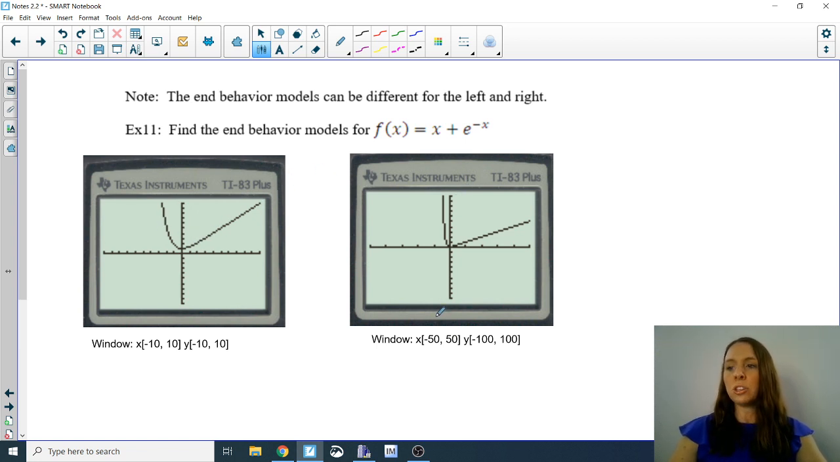But then I showed the function graphed in the zoomed out viewing window. And what I want you to see here is that when we look at it zoomed out, especially to the left of x equals 0, the graph takes on certain properties that I would say look like exponential. And to the right of x equals 0, that graph definitely looks linear.